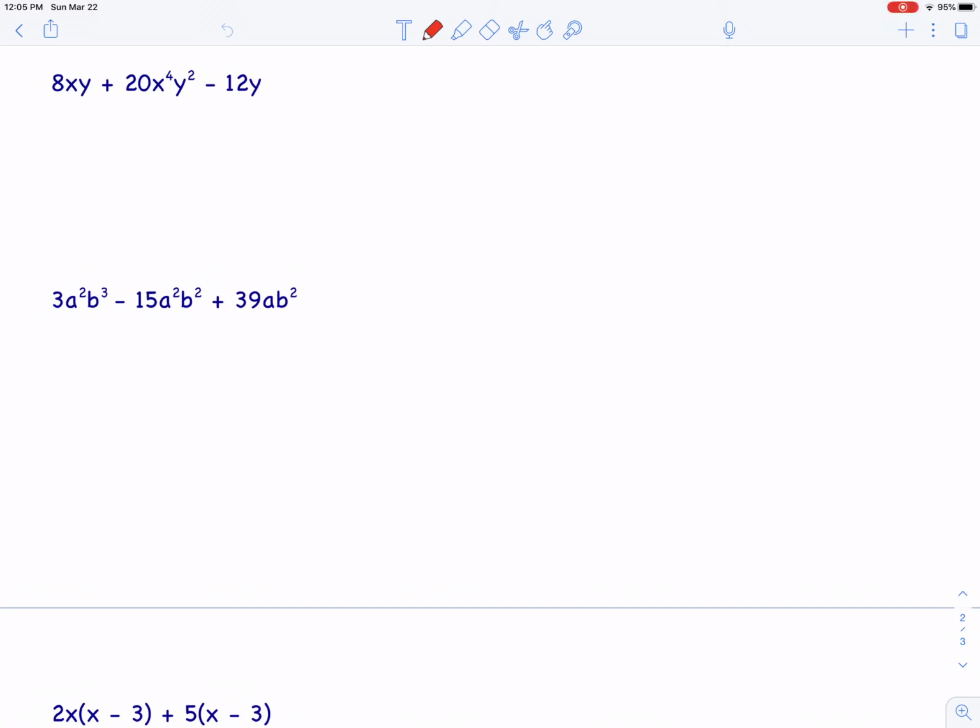Okay, this will be my third part of the lesson, and then I'm going to do a separate one for the note card. Okay, so here we have 3 terms for the first time, which means our second factor is going to have 3 terms.